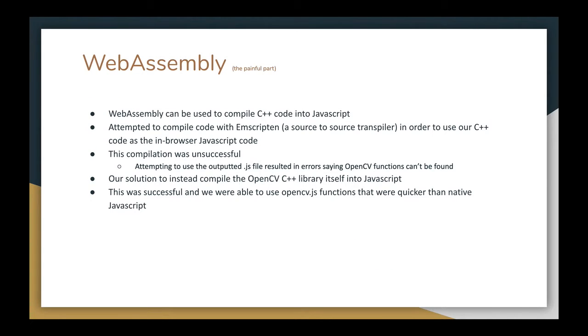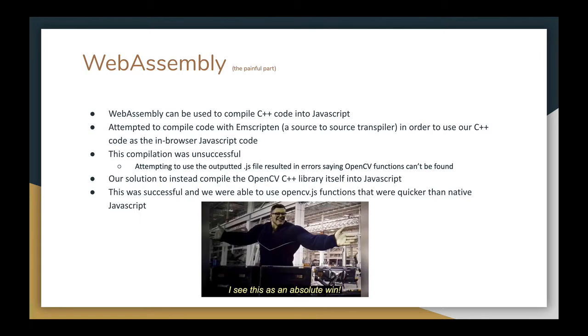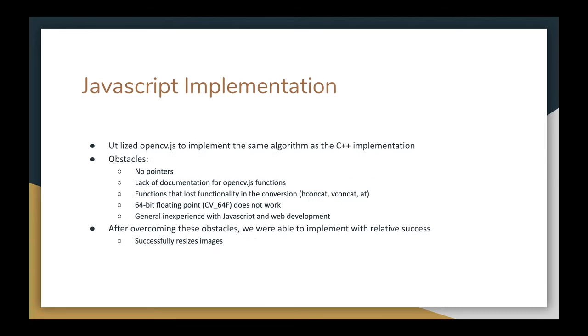WebAssembly can be used to compile C++ code into JavaScript code. We attempted to compile our C++ code with Emscripten, which is a transcompiler that can compile C++ into JavaScript. However, this was unsuccessful as the resulting JavaScript file had errors with OpenCV functions. Our solution was to instead compile OpenCV into JavaScript, and this was successful, and now we were able to use OpenCV functions in JavaScript, which we consider an absolute win.